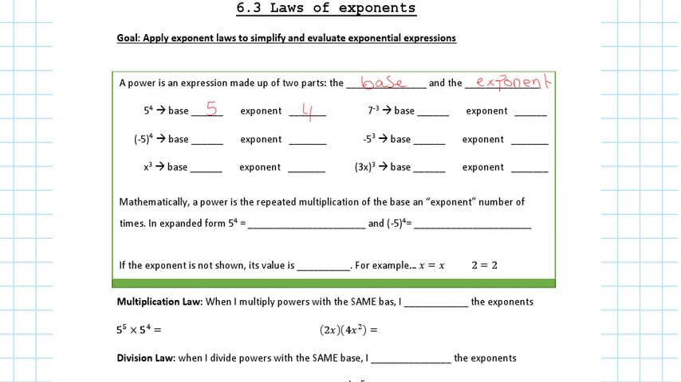And what's your exponent? X to the power of 3? The base is x. 7 to the power of negative 3. Your base is 7. Your exponent is negative 3. Negative 5 to the power of 3.